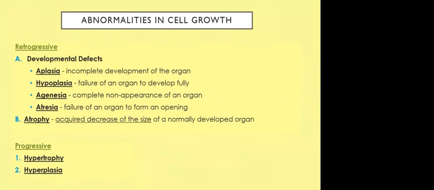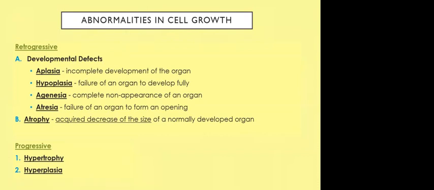This type of retrogressive development is most commonly seen in paired structures such as our kidneys, the gonads, and the adrenal gland. The next one is hypoplasia. This is failure of an organ to develop fully. The organ failed to reach or achieve its full maturity or its adult size. This is due to incomplete development.